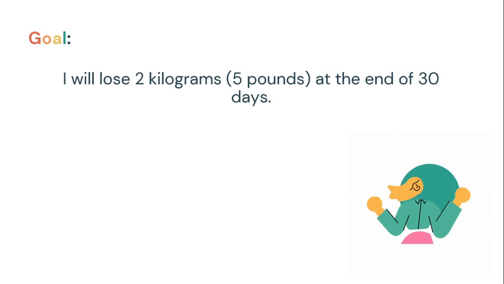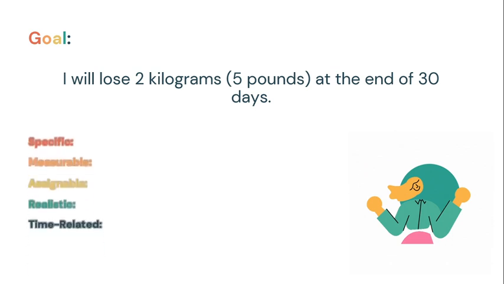Let's say, I will lose 2 kilograms or 5 pounds at the end of 30 days, at the end of 1 month. You may think that this is too simple because it's just one sentence, but actually, this is a smart goal. Let's investigate. It is specific because 2 kilograms is clearer than I will lose weight. By mentioning 2 kilograms, you know what to track. Unlike I will lose weight.